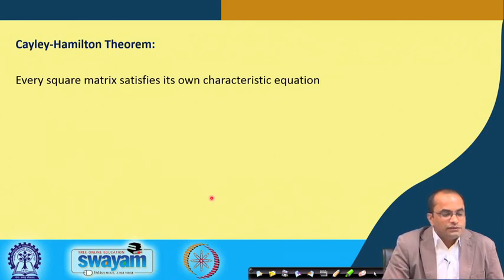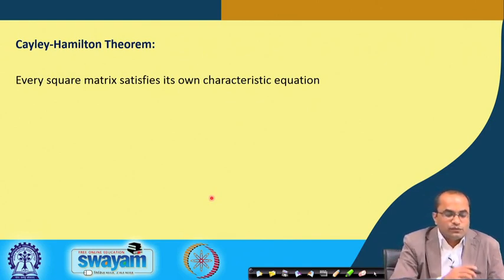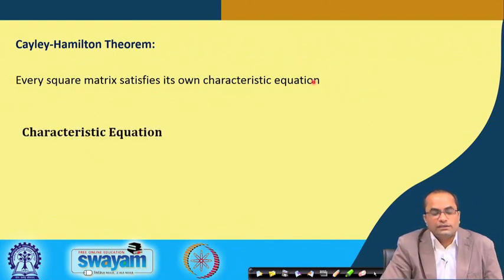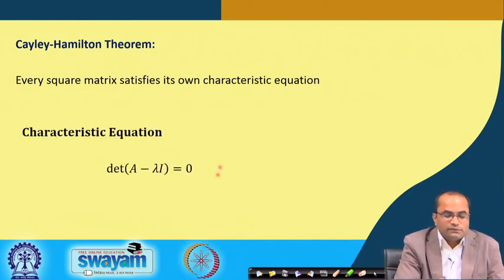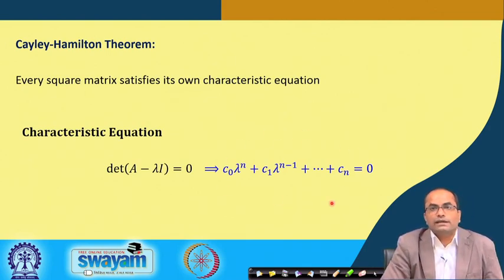There is the Cayley-Hamilton theorem, which says that every square matrix satisfies its own characteristic equation. That is another result coming directly from the characteristic equation. We know what the characteristic equation is: the determinant of A minus lambda I, a polynomial equation. This result says, and we will not go through the proof, that the matrix itself will satisfy this characteristic equation.